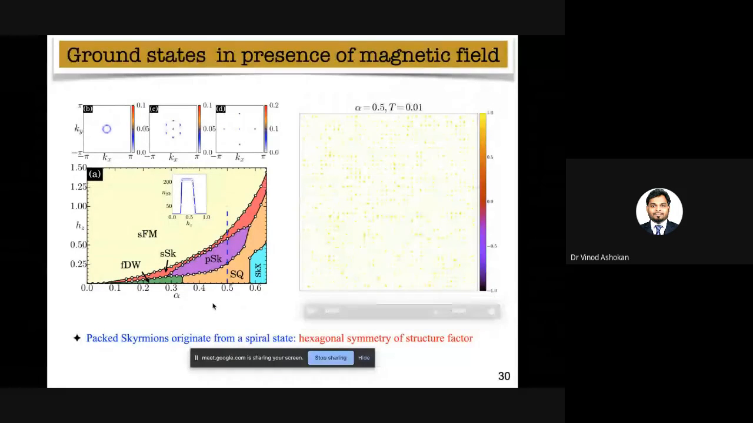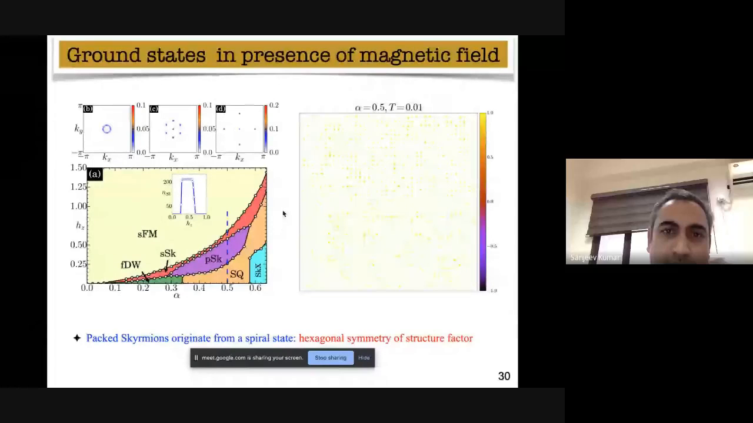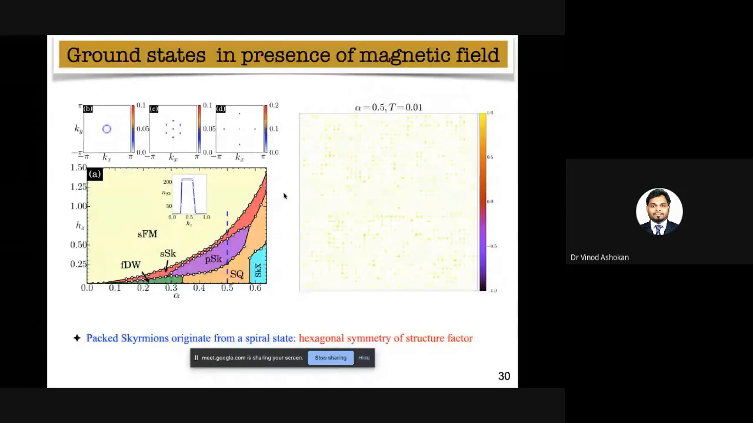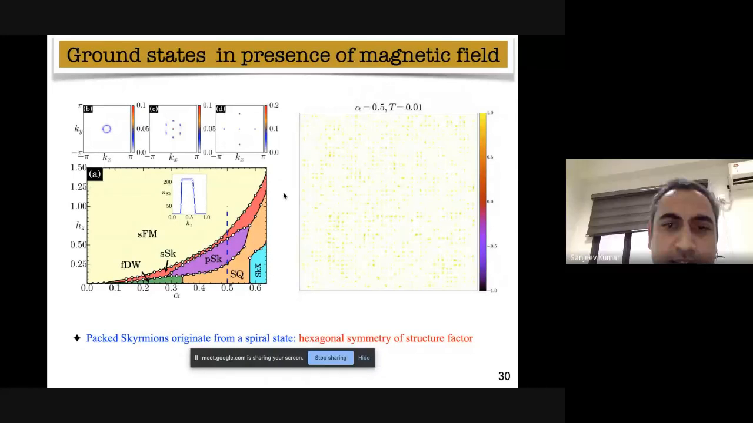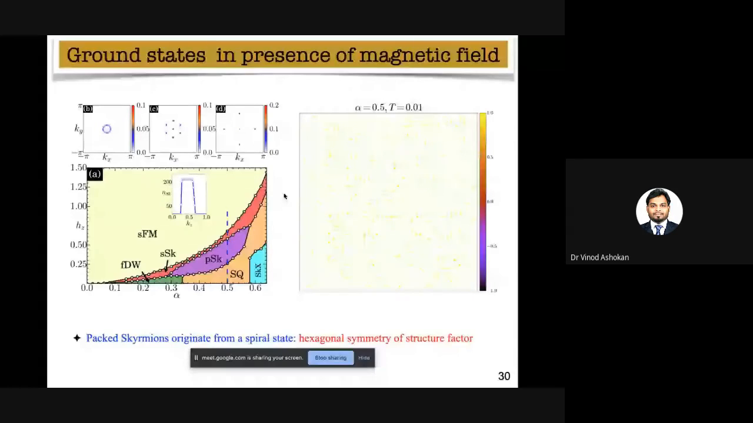Sanjeev, can I ask you one question here? Yes, please. Can we understand skyrmions as a particle? Can we understand a skyrmion as a particle? Hello, did I get your question?